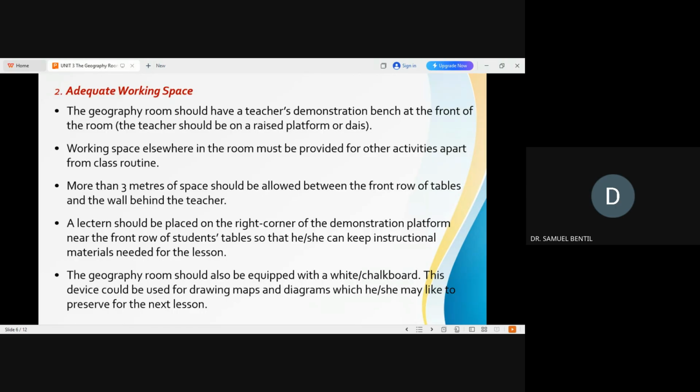Then also, a geography room should be equipped with a white or chalkboard. This device could be used for drawing maps and diagrams, which the teacher may like to preserve for the next lesson. So in a geography room, there should be a whiteboard or chalkboard for some of these activities.